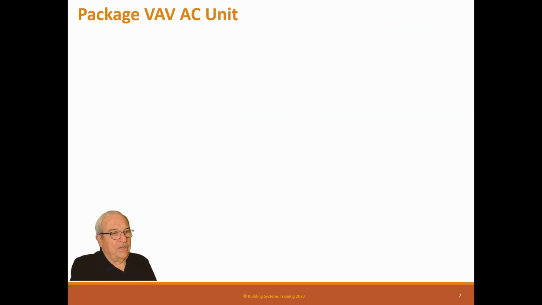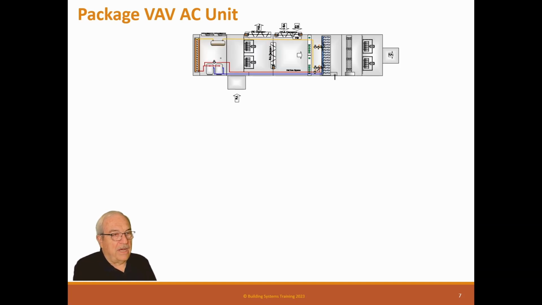So now we're going to talk about a package VAV unit, a package unit that's designed to be variable flow. So this is a special beast. For an air handler on chill water, VAV's a piece of cake. It's no big deal. Just strap a VFD on the supply fan and you've got a variable speed unit. On a package unit, that's not the case.